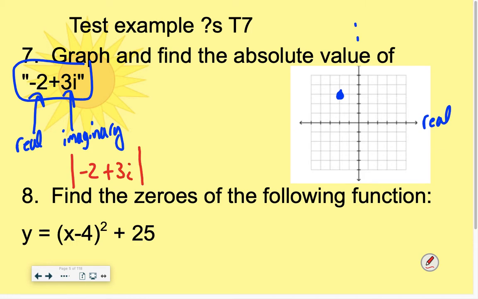Now, we did take it a step further yesterday, and I said, what is the absolute value defined as for a complex number? So if you're asked to find the absolute value of a complex number, all you're going to do is find the distance from the origin to that point. You could use the distance formula, but what I prefer to do is a right triangle. The legs of the right triangle would be 2 and 3. So using the Pythagorean theorem, a squared plus b squared equals c squared, c is going to be the square root of 2 squared plus 3 squared, which is the square root of 13.